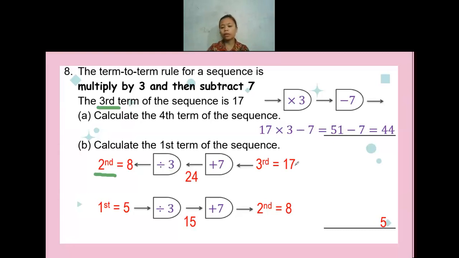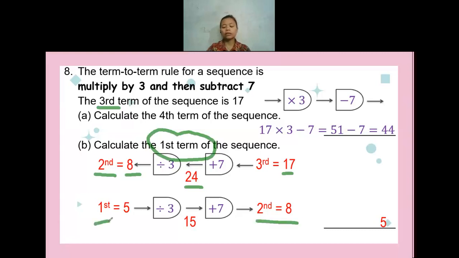So we have 17 as the third term. 17 plus 7 equals 24. And then 24 divided by 3 equals 8. But the 8 is the second term. The question is asking about the first term. So for the function machine, we start with the second term to find out the first term.